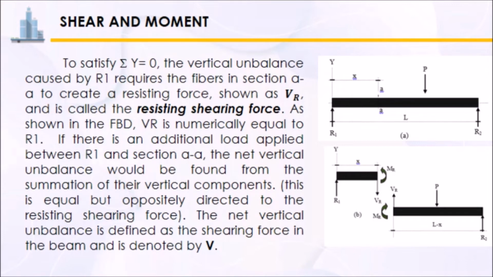If there is an additional load applied between R1 and section AA, the net vertical unbalance would be found from the summation of their vertical components. This is equal but oppositely directed to the resisting shearing force. The net vertical unbalance is defined as the shearing force in the beam and is denoted by capital letter V.